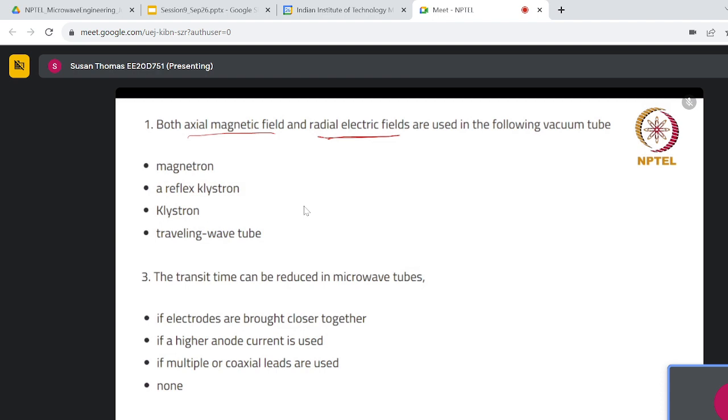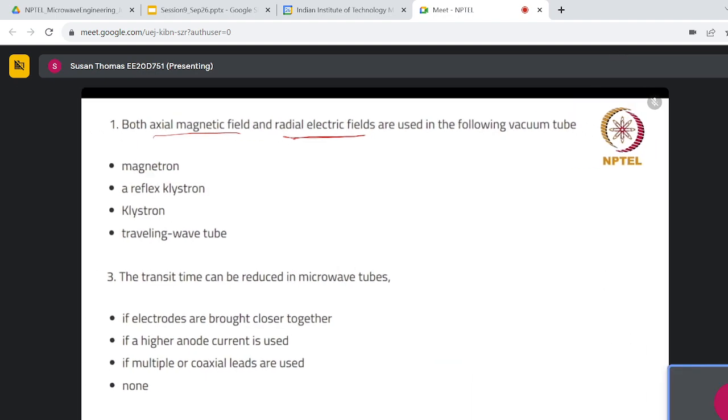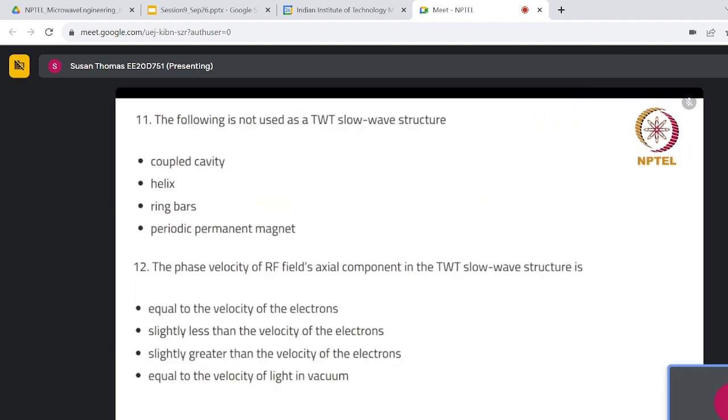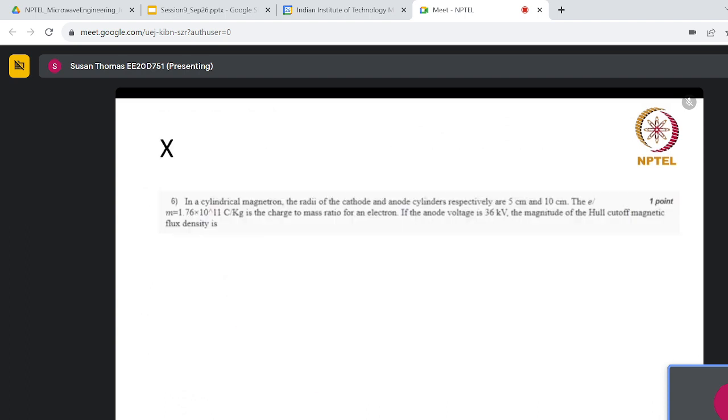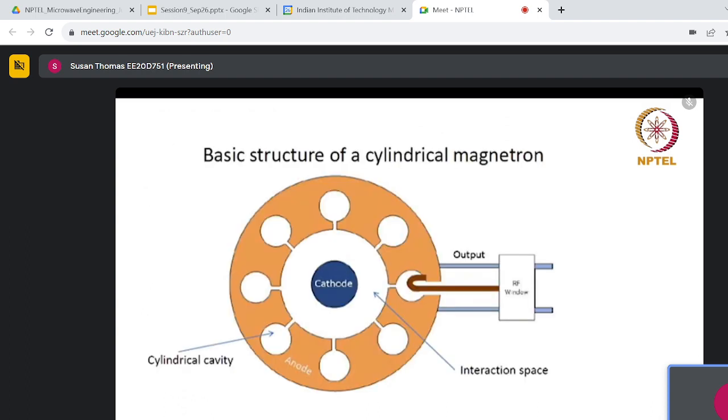Any guesses? Maybe you will understand when I show you this figure. As you see here, this is a magnetron, a cylindrical magnetron. So remember, this has a radial electric field.